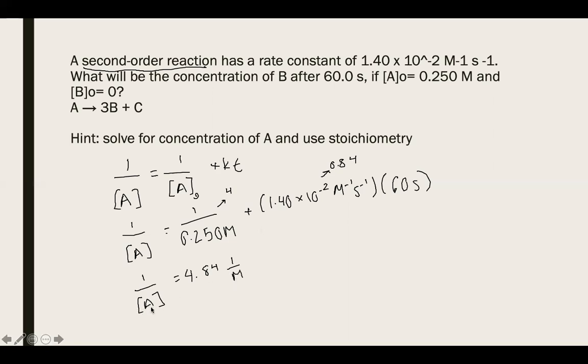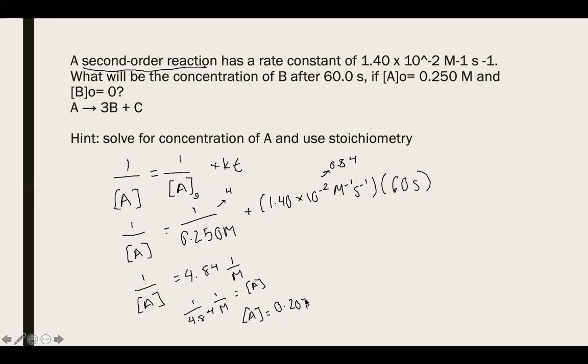But we actually want the concentration of A, and we have it as 1 over A right now. So we just have to do 1 divided by 4.84, which equals A. So A equals 0.207 molar. I think this was the most confusing part of it, is that you have your concentration of A after 60 seconds.